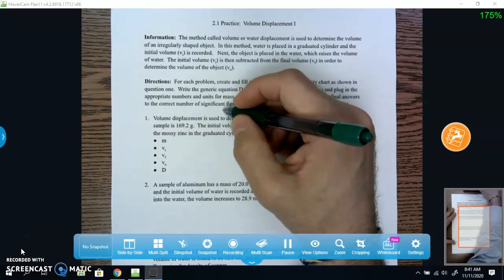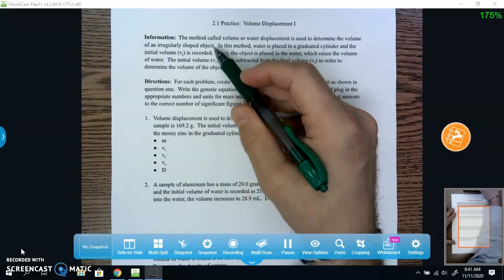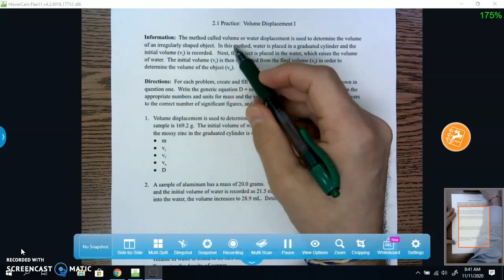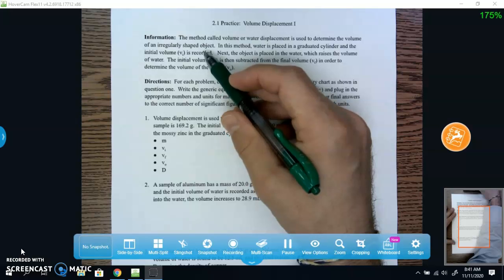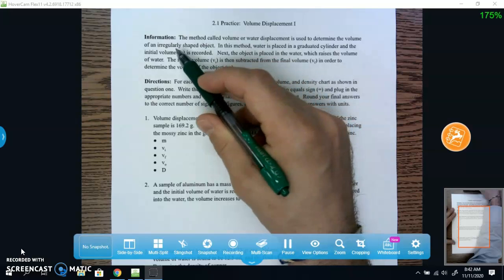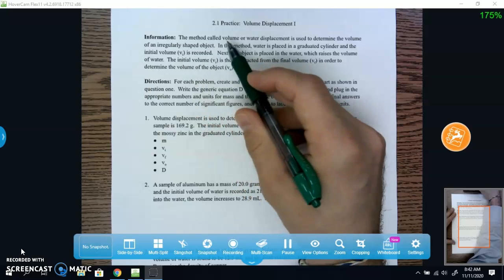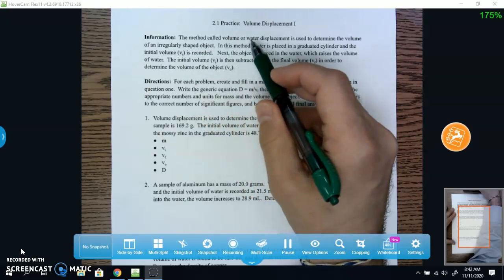Hi everybody. Today we're going to talk about a method called volume displacement. Now in this method, it's called volume or water displacement. It's used to determine the volume of an irregularly shaped object. If the object has a regular shape, like maybe it's a cube, we could use some geometric equation to solve for the volume of the object, like length or width or height. But if it's irregularly shaped, we can use this method called volume or water displacement.